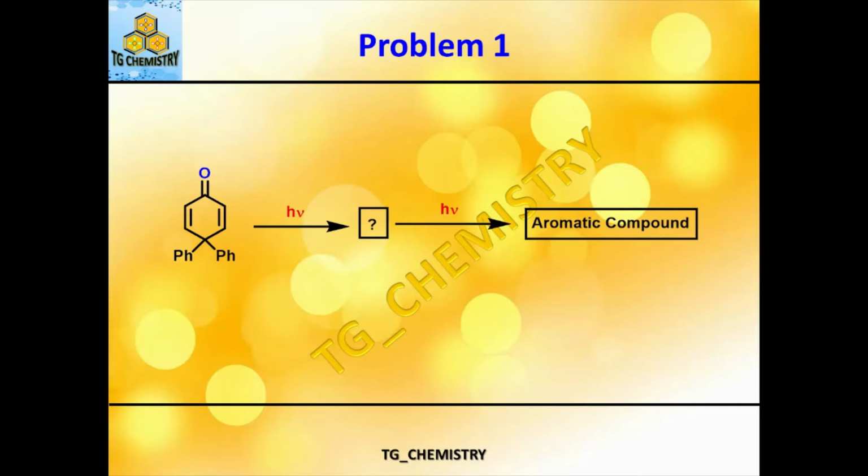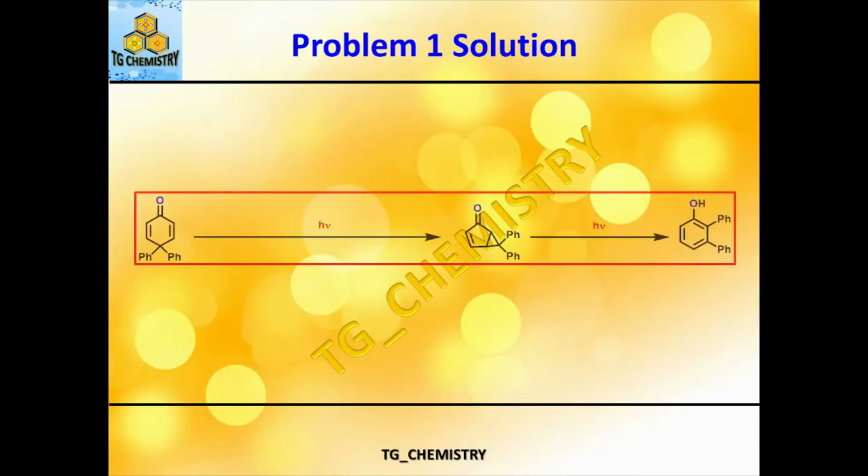Okay, so next I will go to the problem's solution, and with mechanism we will describe how this dienone system under photoirradiation eventually ends up forming an aromatic compound. Let's see. So this can be the whole route where this dienone system eventually ends up with a cyclopentanone system, and which upon photoirradiation ends up as the diphenyl substituted phenol system.